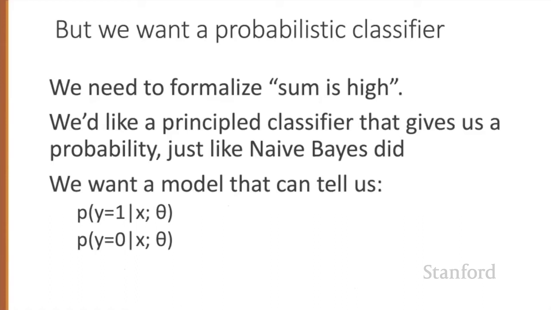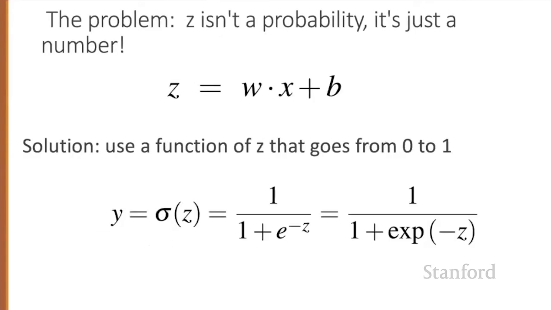We'd like a principled classifier giving us a probability just like naive Bayes did. So we want a model that can give us actually a probability, the probability that Y is 1 given X parameterized by all the weights theta, or the probability that Y is 0 given input example X and again parameterized by theta. And the problem is that Z, Wx plus B, it's not a probability, it's just some number.